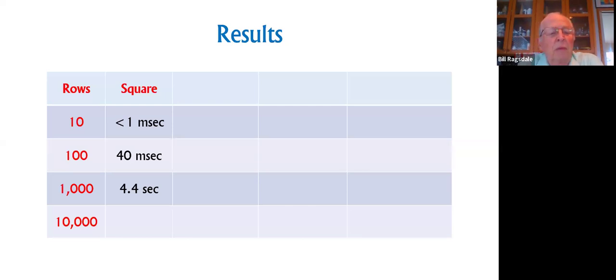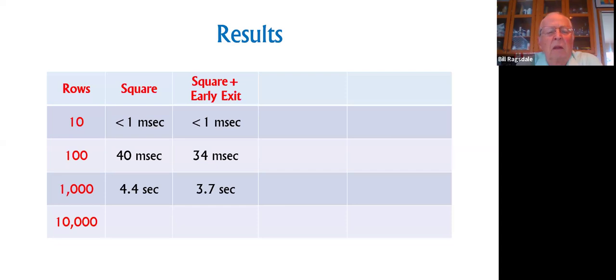So here are the results we find. For 10 rows, the sort time is less than 1 millisecond. With 100 rows, it's 40 milliseconds, which is quite reasonable. And with 1,000 rows, it increases to 4.4 seconds, which is probably useful and appropriate, with a fairly moderate amount of delay.